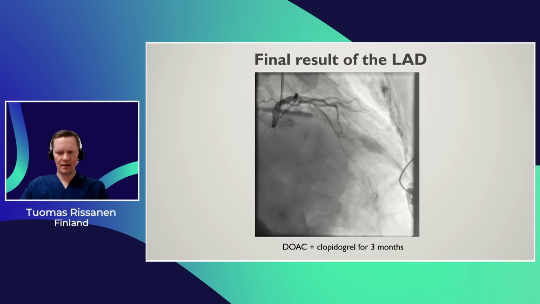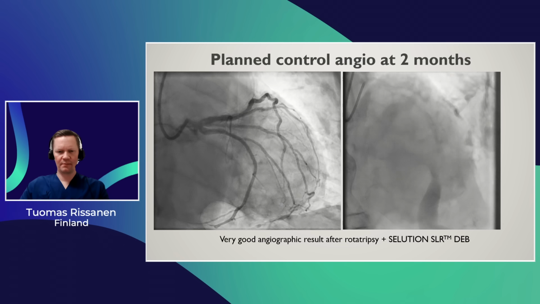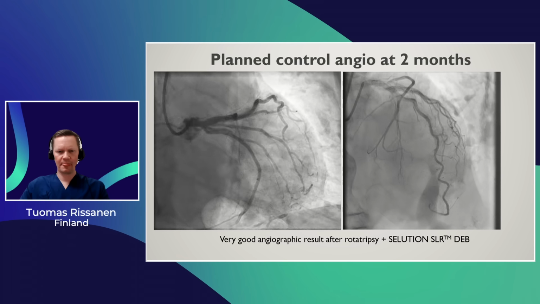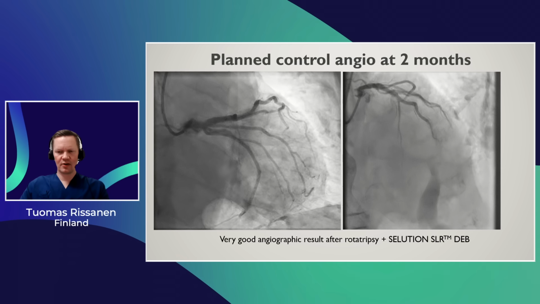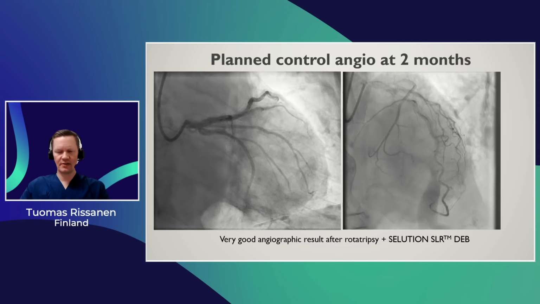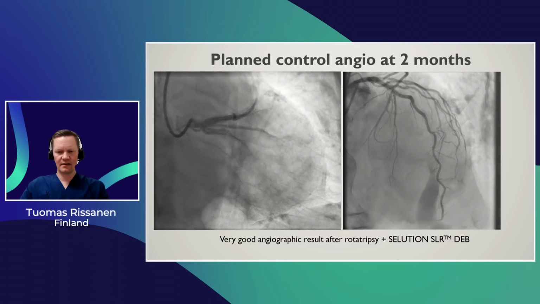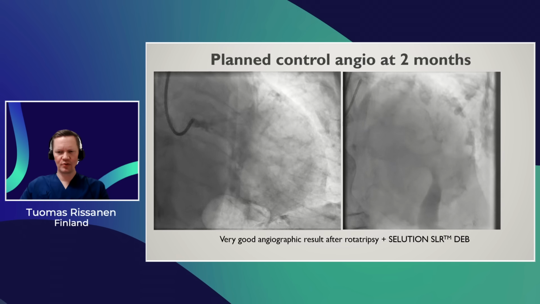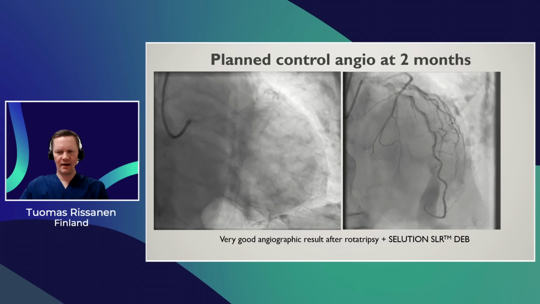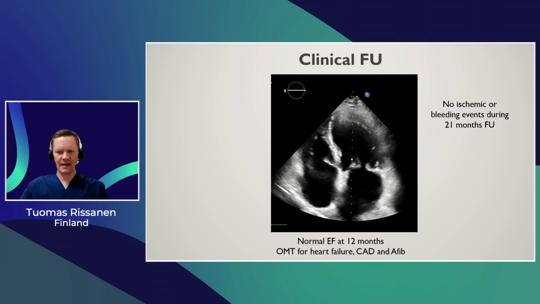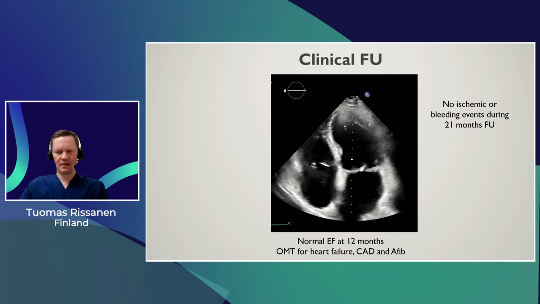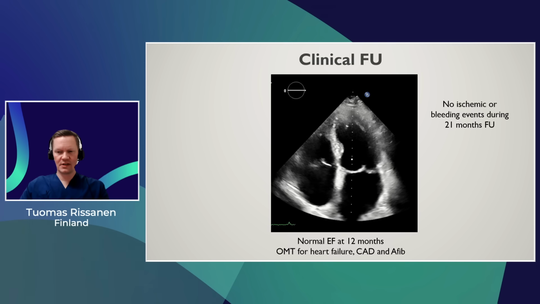The patient didn't have any chest pain, ECG was fine, hemodynamics were fine, and because of the bleeding risk, we gave only 3 months clopidogrel on top of DOAC. We did the planned second procedure because of the staged RCA treatment, and here we can see a very good midterm outcome for this calcified lesion, and you can say that there is even a little bit of positive remodeling.